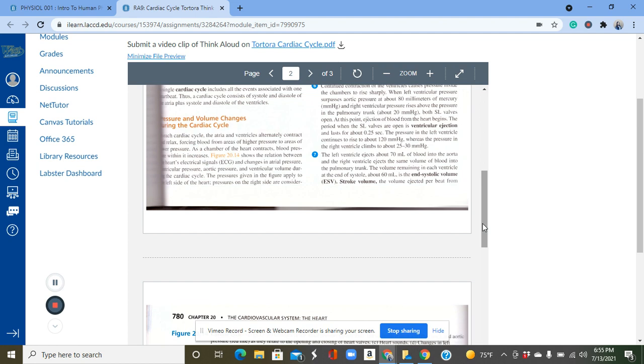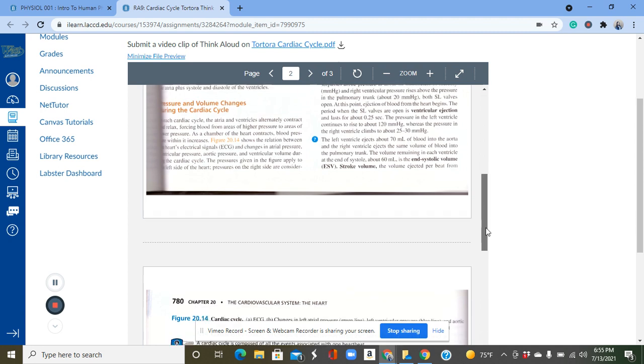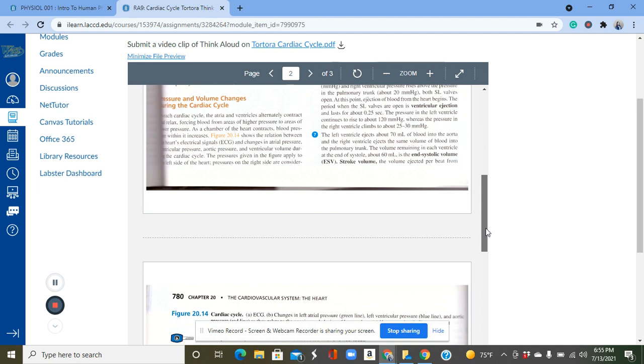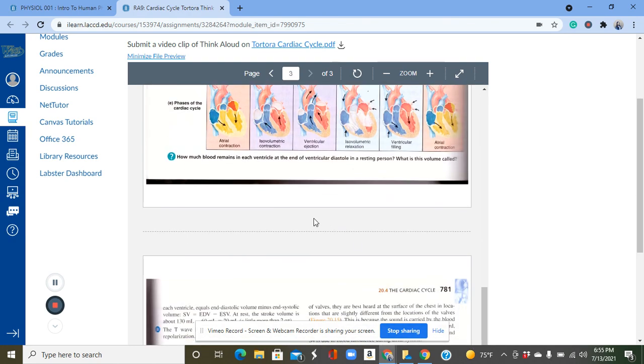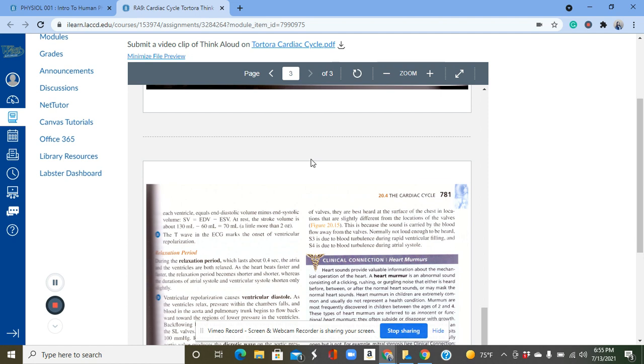So moving on, number 7, the left ventricle ejects about 70 milliliters of blood into the aorta, and the right ventricle ejects the same volume of blood into the pulmonary trunk. The volume remaining in each ventricle at the end of systole, about 60 milliliters, is the end systolic volume, ESV. Stroke volume, the volume ejected per beat from each ventricle, equals end diastolic volume minus end systolic volume, or SV equals EDV minus ESV. At rest, the stroke volume is about 130 milliliters minus 60 milliliters, equal to 70 milliliters, a little more than 2.